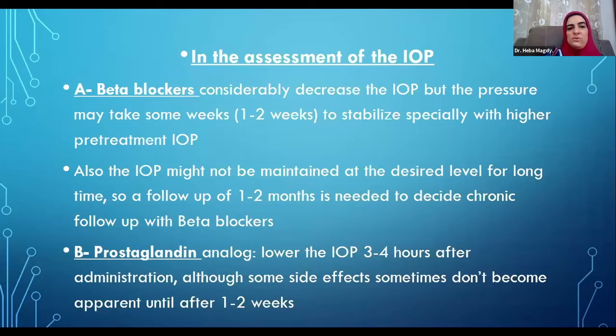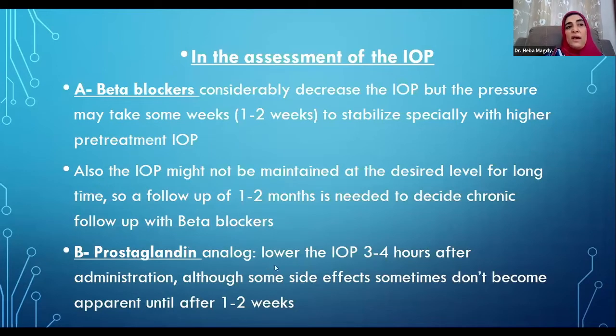high pre-treatment intraocular pressure. Also, there is a very important point in the beta blocker. The lowered intraocular pressure with the beta blockers may not be maintained through a long follow-up. So to decide whether the intraocular pressure will be maintained at the desired level or not, you have to wait for 1 to 2 months, which is needed to decide the chronic follow-up with beta blockers. On the other hand, we have the prostaglandin.